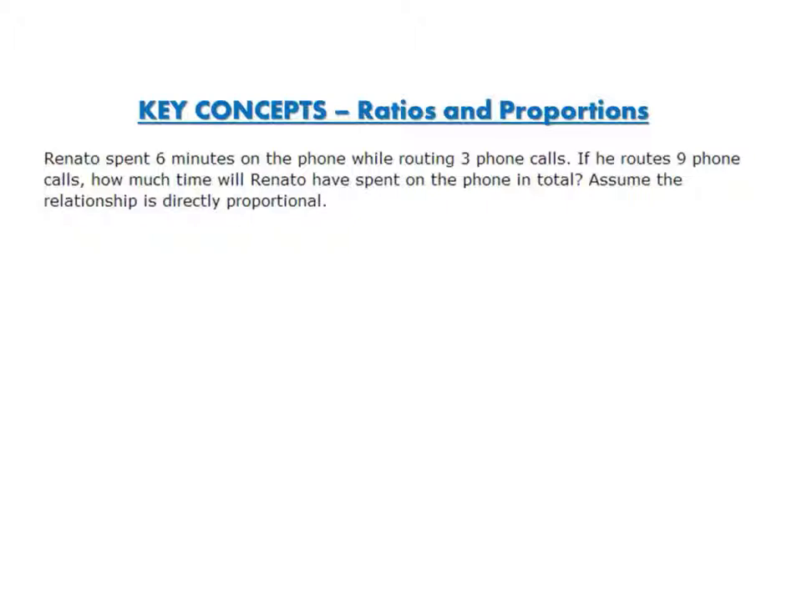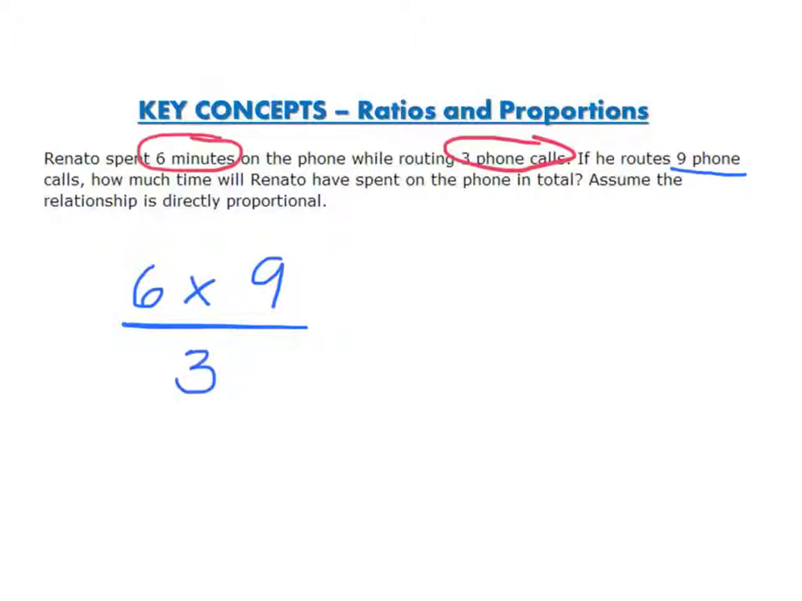Alright, so let's take a look at this first sentence. We have minutes and we have phone calls. Alright, now we can make a proportion. We can make 2 equal fractions and we can cross multiply and divide. But I'm going to show you an easy way. In the next sentence, we have phone calls. So all I want you to do is take the 6 minutes from the first sentence times the 9 phone calls from the second sentence and divide by 3. When you do that, you're going to have 54 divided by 3, which is 18.